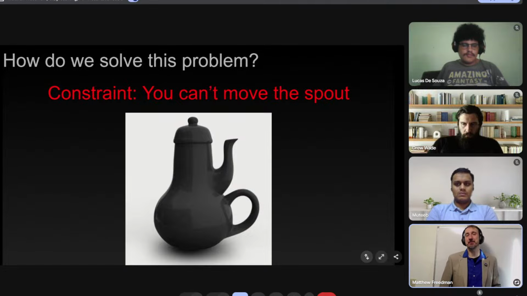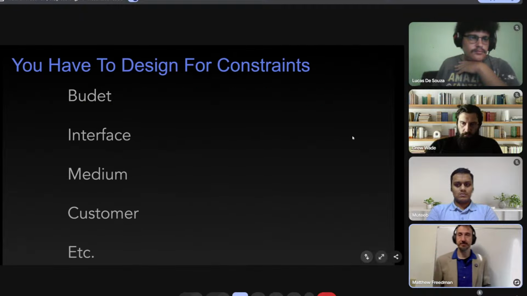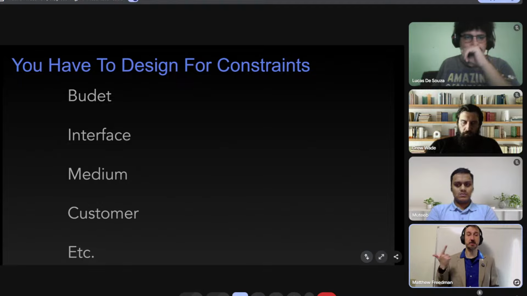All right. So, how do we solve this problem? The constraint is that we can't move the spout. That means we have to move the handle. Because we better understand our constraints, that has changed the design solution that we're applying to the problem. It's an important thing. This is why you have to understand your constraints, respect your constraints before you can effectively design. What's your timeline? What's your medium? What's your audience? Your budget. How much time do you have? How much money do you have? How many people do you have to work on solving the problem?